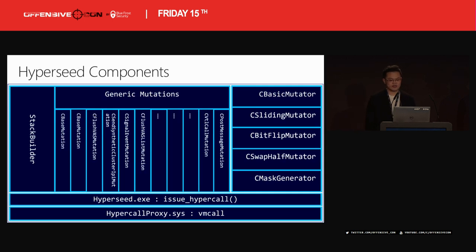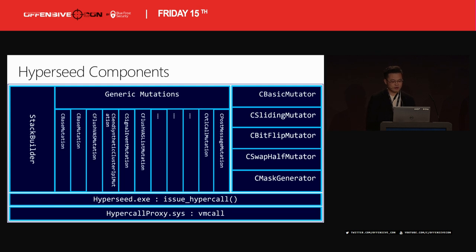Then let's see the Hyperseed components. We already know that hypercore proxy.sys is a kernel driver that helps issue hypercalls. And we already have 5 primitive mutators and a uniform mutator dispatcher interface. Then we can start to write hypercall mutations. Here, I use a divide and conquer way to organize the mutations into a stack.